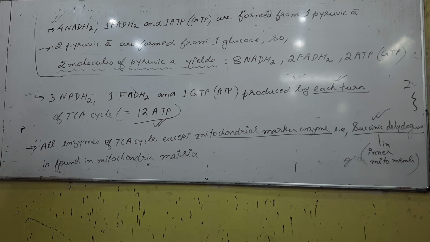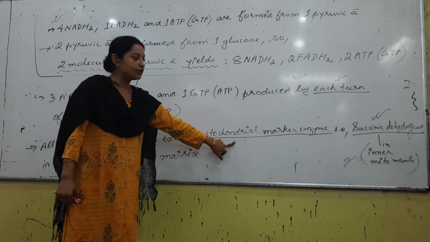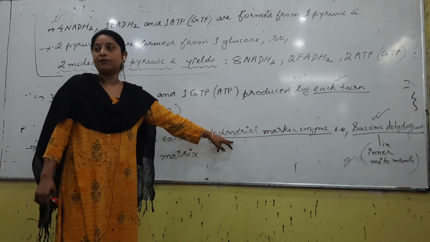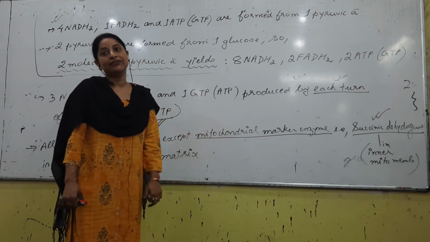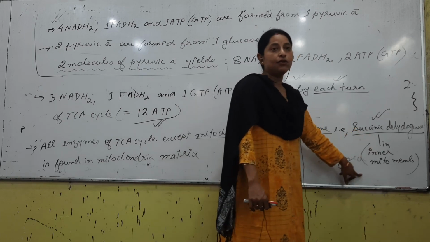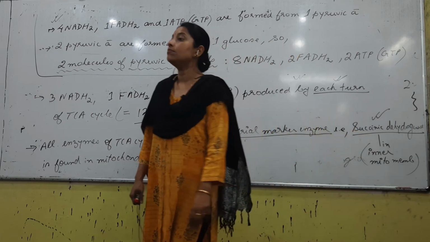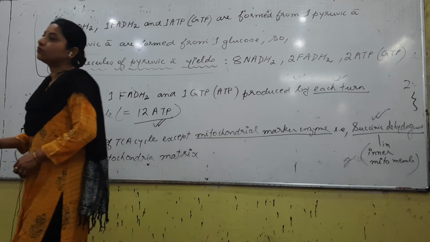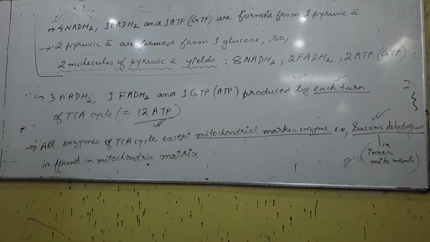Succinic dehydrogenase enzyme, which is also called the mitochondrial marker enzyme. A question may come: identify the mitochondrial marker enzyme. What is meant by marker enzyme? Succinic dehydrogenase. Where will it be? In the inner mitochondrial membrane. Where will the other enzymes be? In the matrix of mitochondria. Right? This is understood.